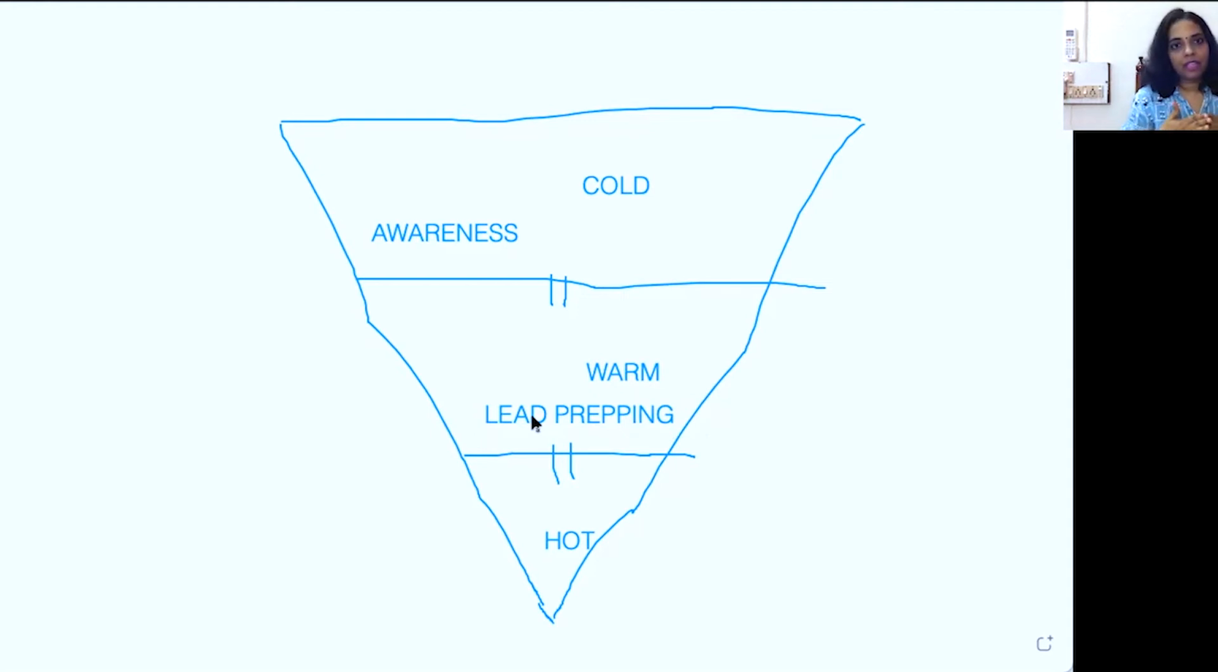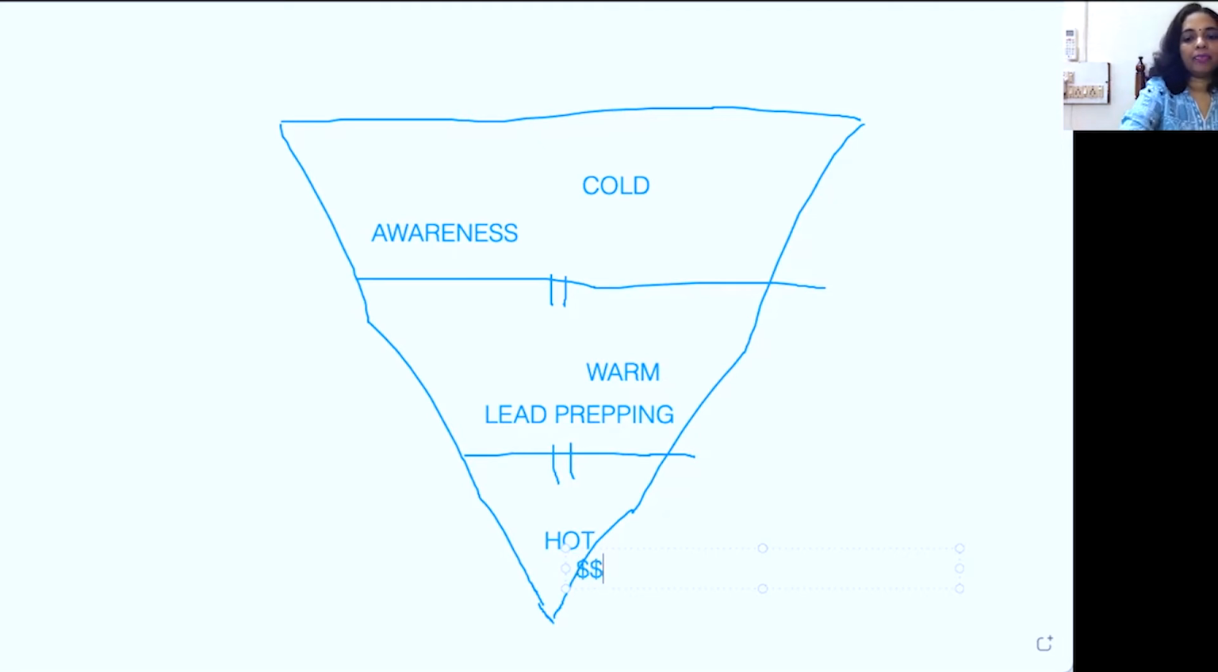At the awareness phase, like I said, you need to have a lot of people walking into your website, walking into your store, a lot of people getting to know about what kind of products or services you are offering. When it comes to lead prepping, at this point of time, people already know that so and so XYZ person is into real estate. If you want to buy flats or any kind of villas, then this is the person to go to.